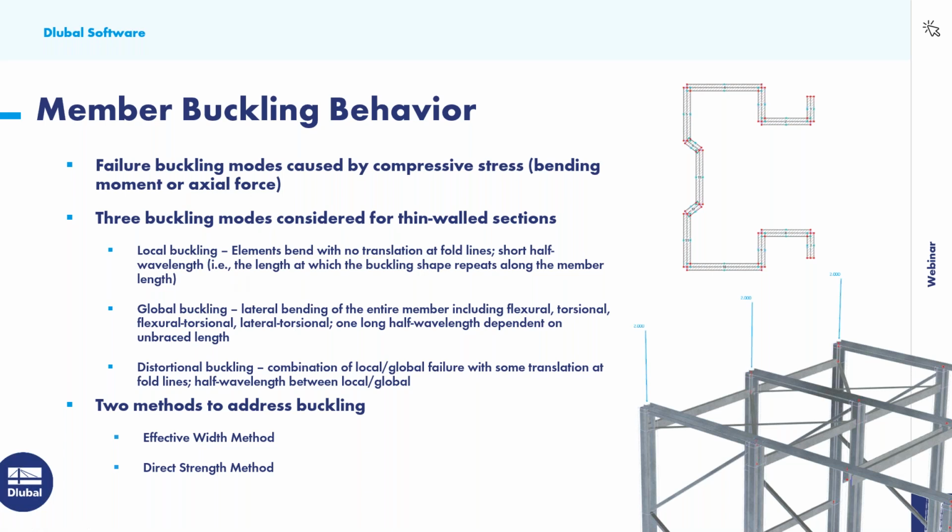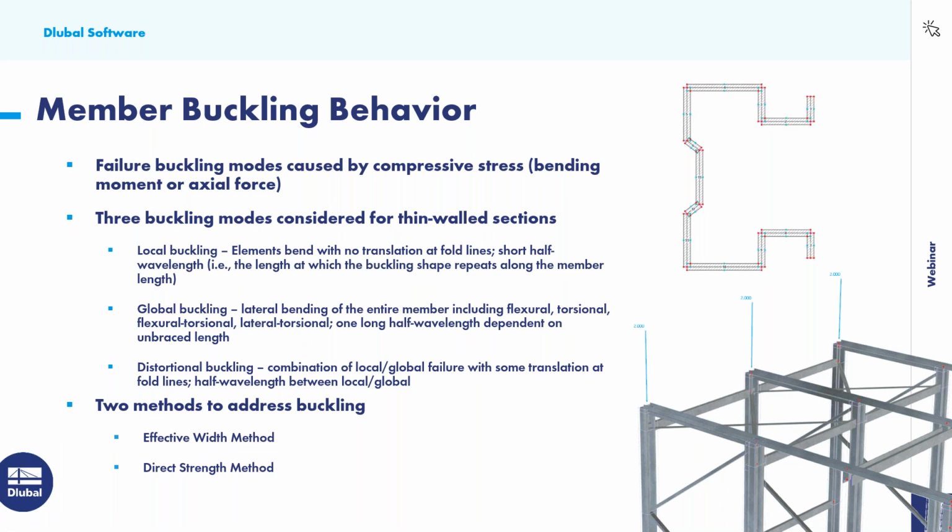Additionally, we also have global buckling to consider, and this is lateral bending of the entire member. We typically think of this with flexural torsional, or lateral torsional buckling. For this, we'll see one long half wavelength, which is always dependent on the unbraced lengths for these particular buckling modes. And finally, a bit more unique to cold form steel is distortional buckling.